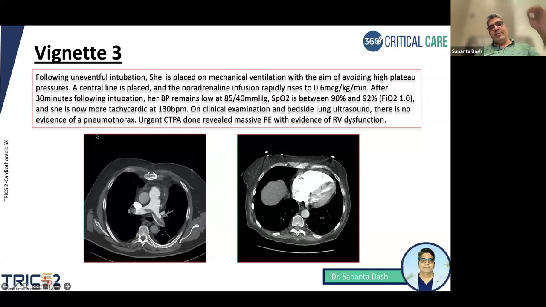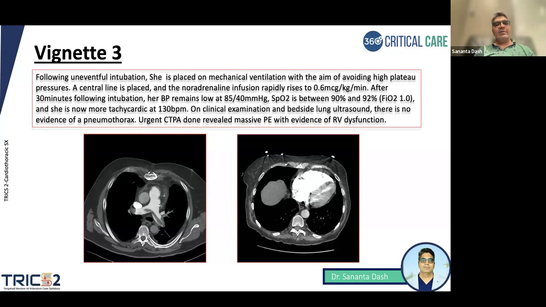Now, following the uneventful intubation, the patient is now intubated. She is placed on mechanical ventilation with the aim of avoiding high plateau pressure. The central line is placed and the noradrenaline infusion is rapidly started, and it rapidly rises to 0.6 microgram per kg per minute.